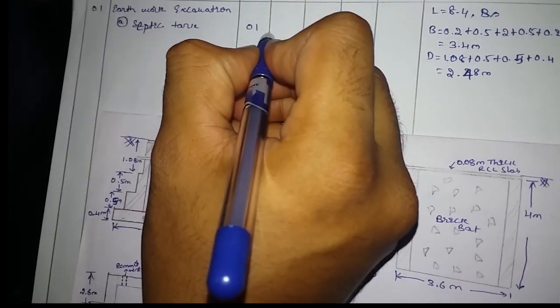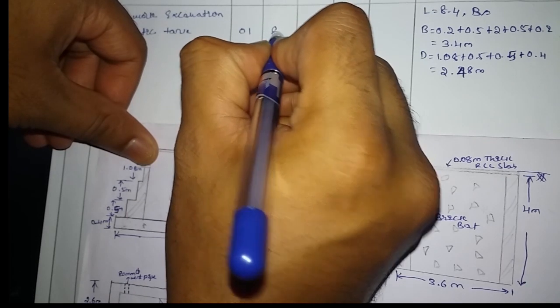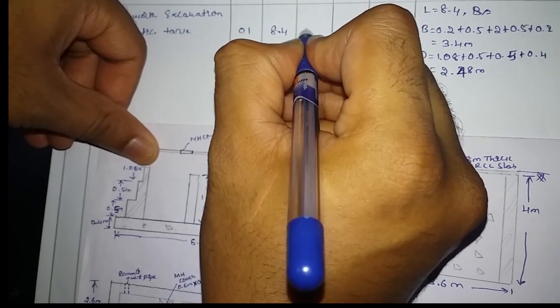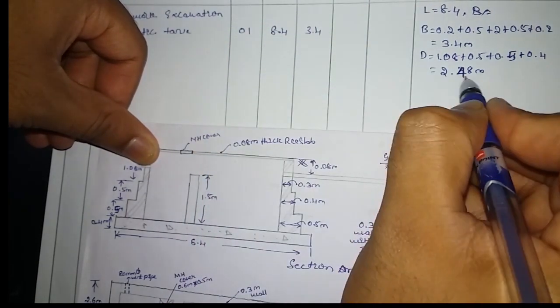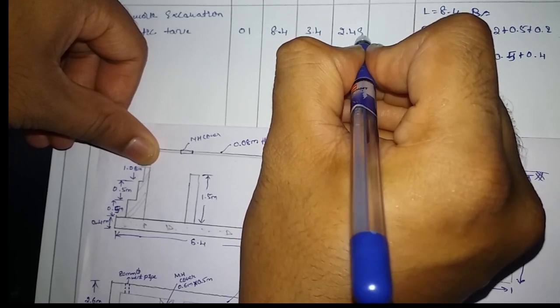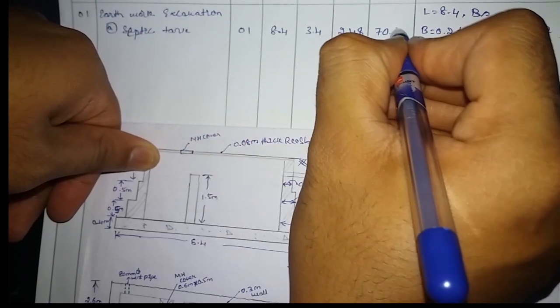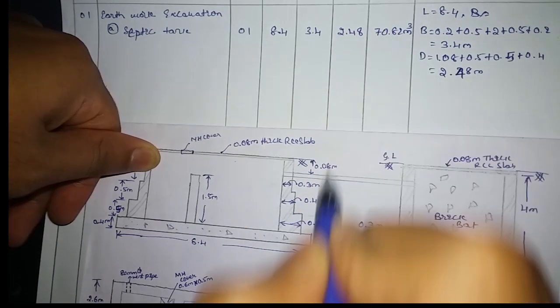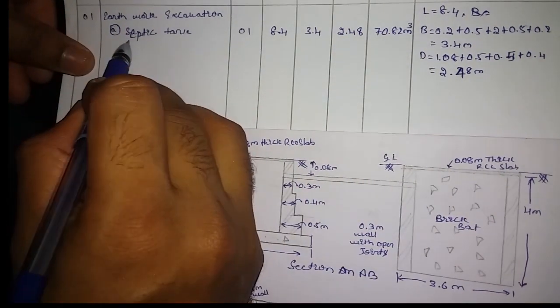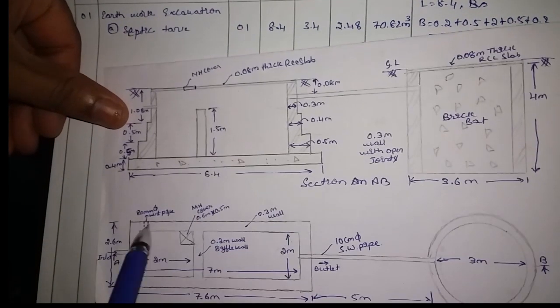Now I'll substitute all the values in the table. So what is the length you got? It is 8.4. What is the breadth you got? It is 3.4. Now what is the depth you got? It is 2.48 meter. So if I multiply all this, the total quantity will be 70.82 meter cube. Okay, so your septic tank is completed. This septic tank part is completed.